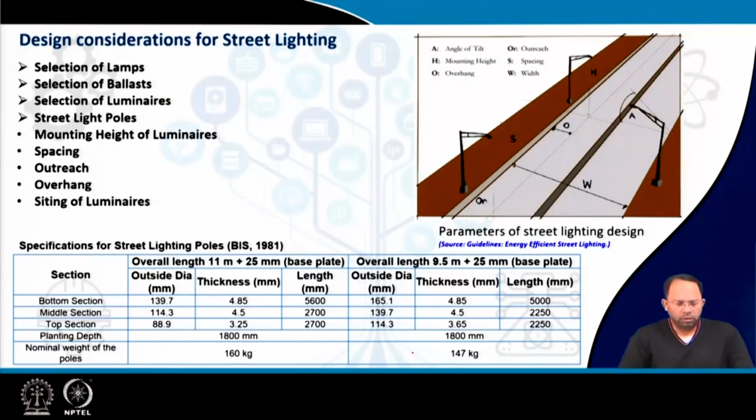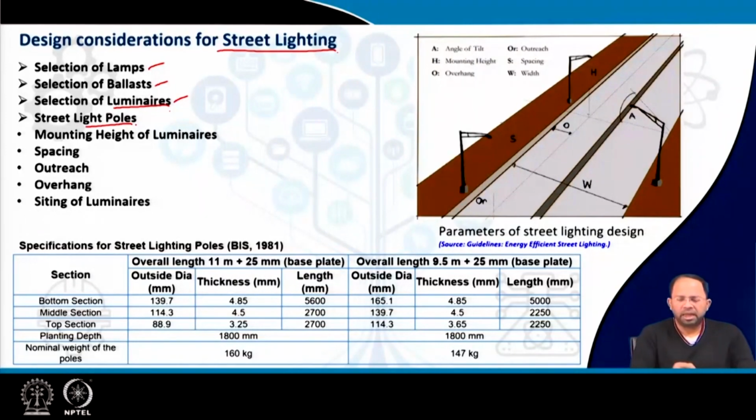Now, the overall design considerations for street lighting involve selection of the lamps and selection of the ballast. These are electronic or electromagnetic components which determine how much electric power goes into the lamp so that there is uniform lighting. Then selection of luminaires, that is the final unit, the entire package of the light as well as the housing and everything, is the luminaire. So what should be the design of this overall package? Then the street light poles, the design of the poles.